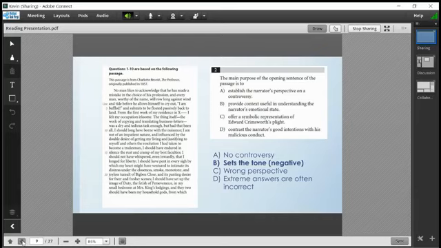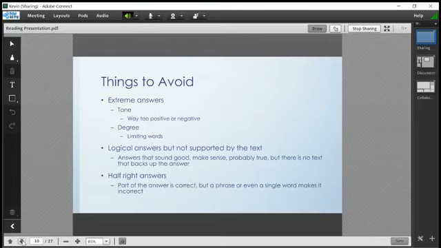So I'm going to expand on that a little bit here. Things that you kind of want to avoid: extreme answers that I was just touching on. Again, the tone is going to be way too positive or way too negative. We see the word malicious, that's just way too strong. And we're going to see another couple of questions where the tone is just going to be a little too positive or too negative. You're also going to see words that we refer to as degree.